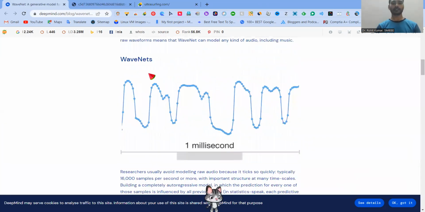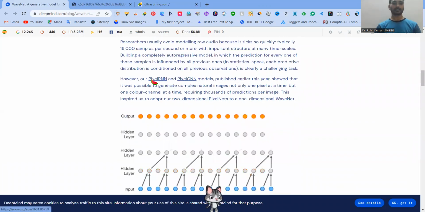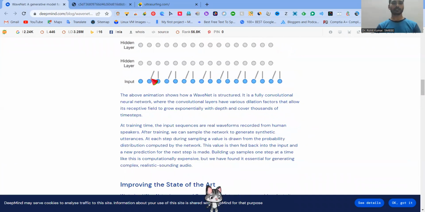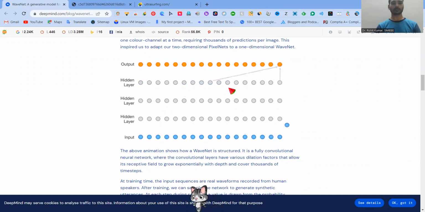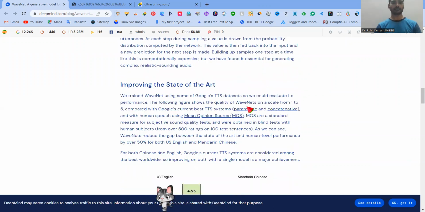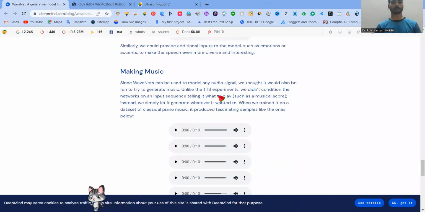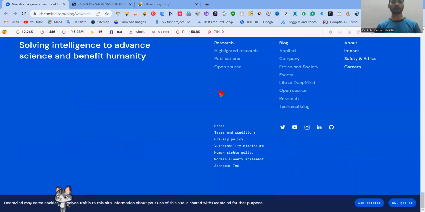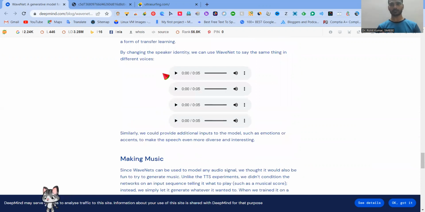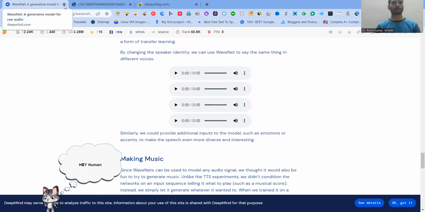So that's the whole idea behind this particular thing. Now, when they are talking about the WaveNets, and they are talking about the different sorts of related technical terms with respect to the sort of neural networks, then they are talking about the state of the art, etc. Different sorts of things are there. So if you are interested, you can go and have a look at this particular blog. Not very long, but a very good blog.